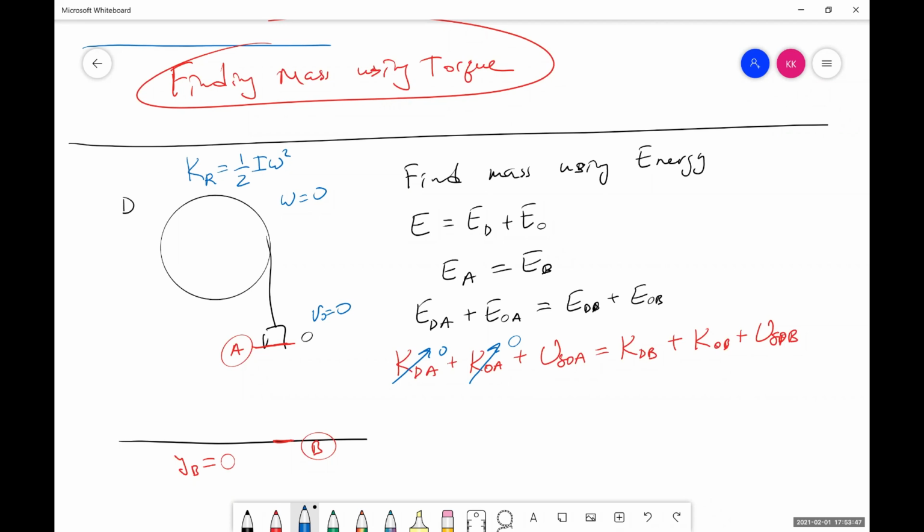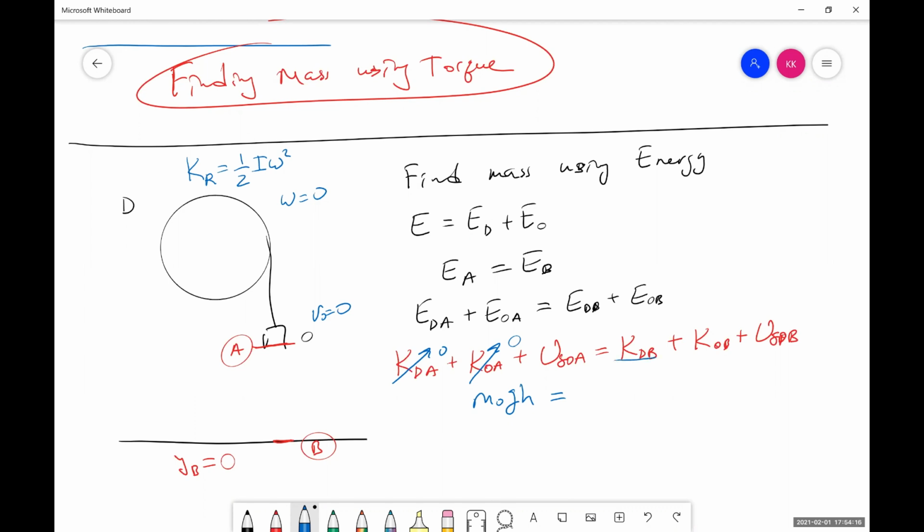That means at point A, the only energy I have is potential energy because the object has height with respect to point B. I can say it's m naught gh. Then this equals, once the system starts moving, when it gets to point B, it's going to have a kinetic energy. Remember, the object is going to hit the ground with some impact speed, and the disk is rotating with some angular velocity at that instant.